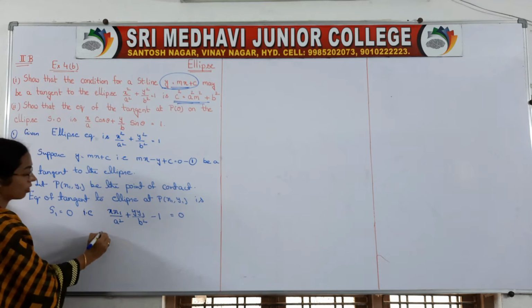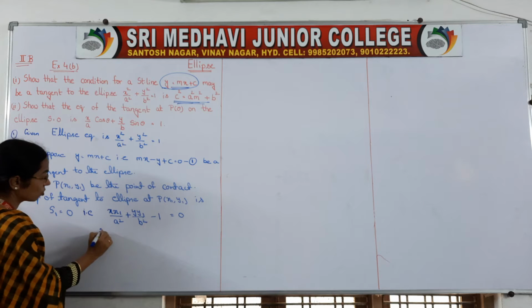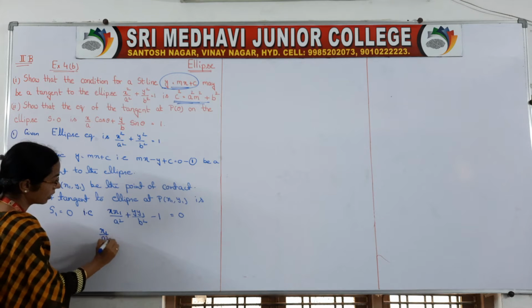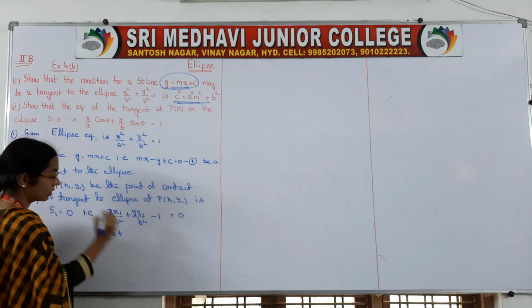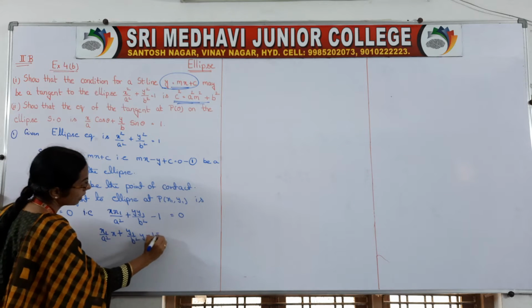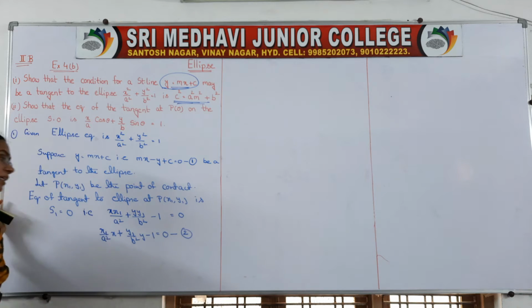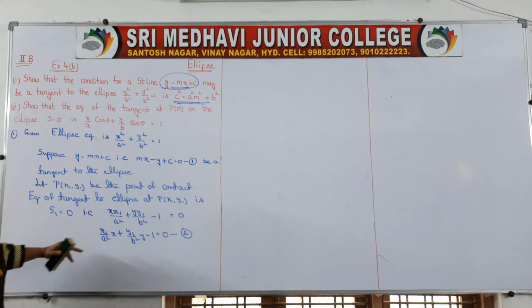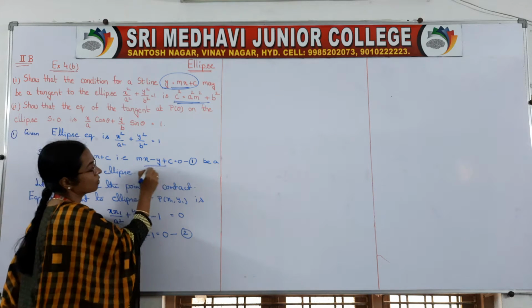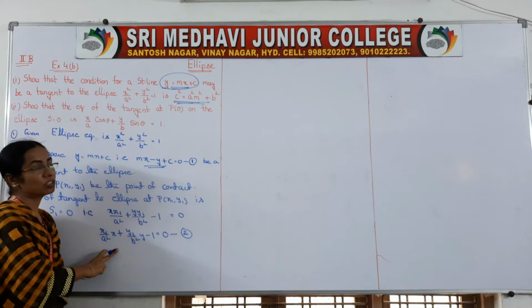Try to write the constant term into x, that means line form. So x1 by a square x plus y1 by b square y minus 1 is equal to 0 is the equation of the tangent to the ellipse.